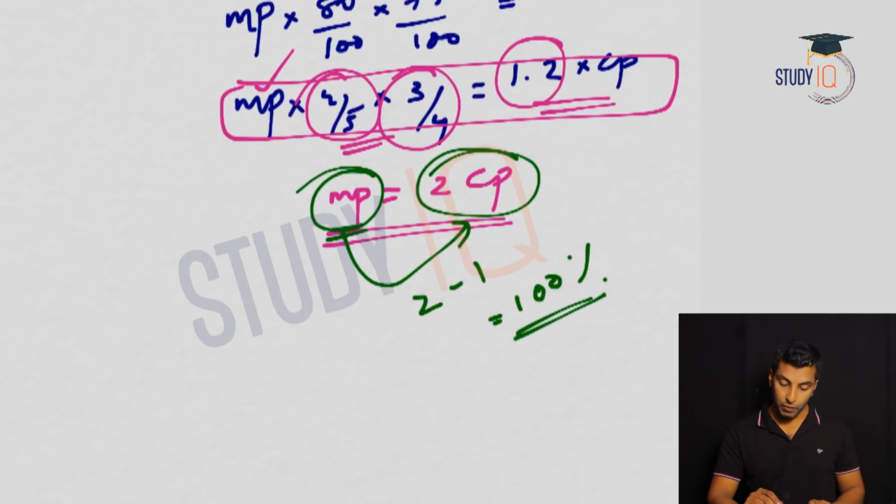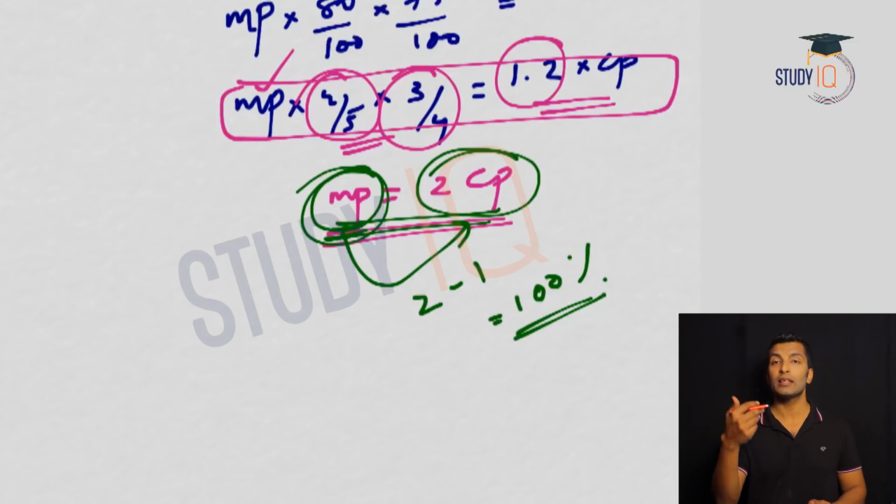I hope you understood. This is how you will find the percentage change. So marked price is 100% above, or here you can see marked price is 2 times of CP. So 2 times of CP means 100%. Or how I did this is basically, 2 is the multiplication factor.